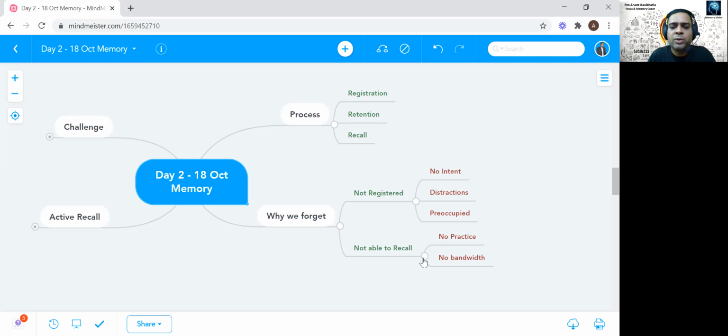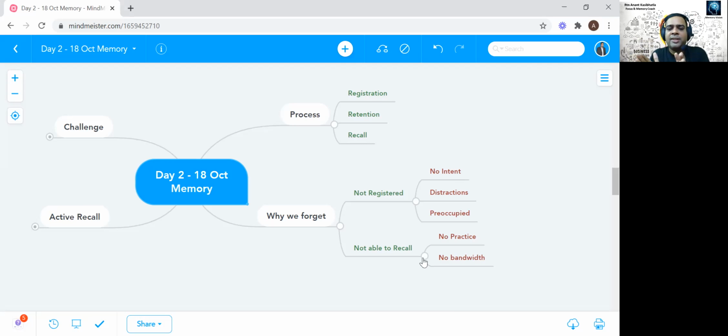So a quick one I want to tell you is, whenever you go into any negative emotion, especially anger, frustration, sadness, jealousy, or anything of this sort, your memory will not function, as in your recall will not be able to work in a proper manner, because we will not have enough bandwidth to get the information out. So one is the practice challenge, two is no bandwidth.